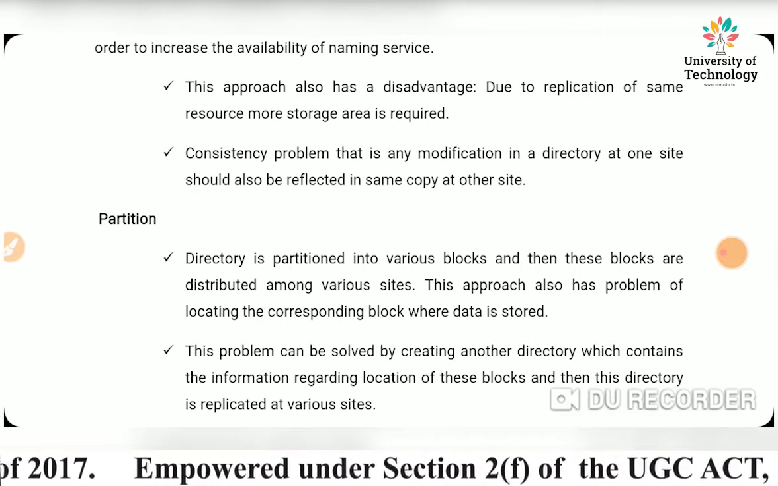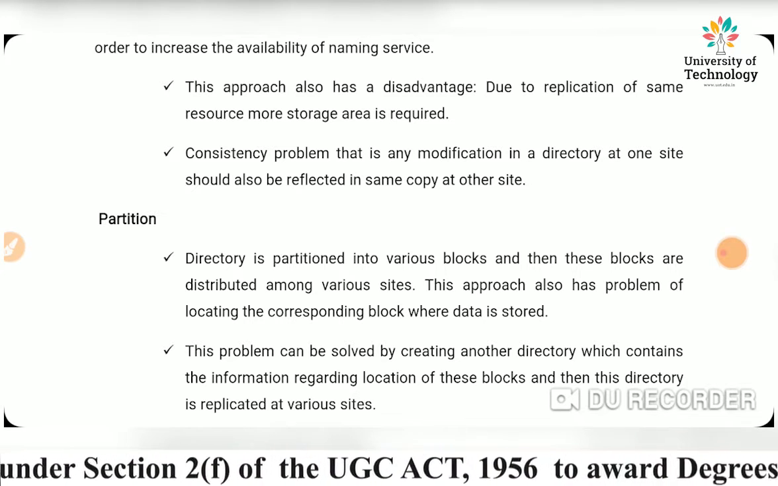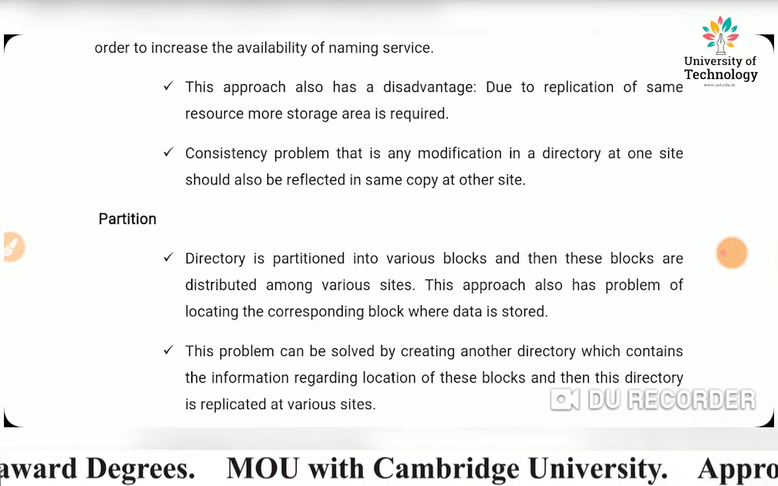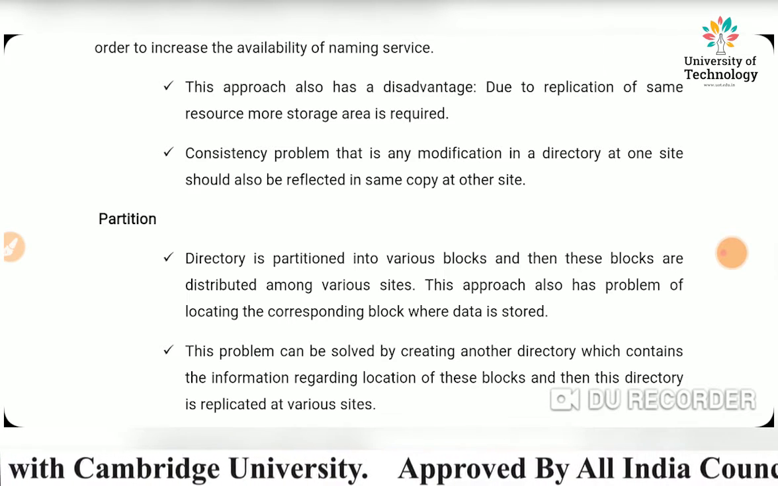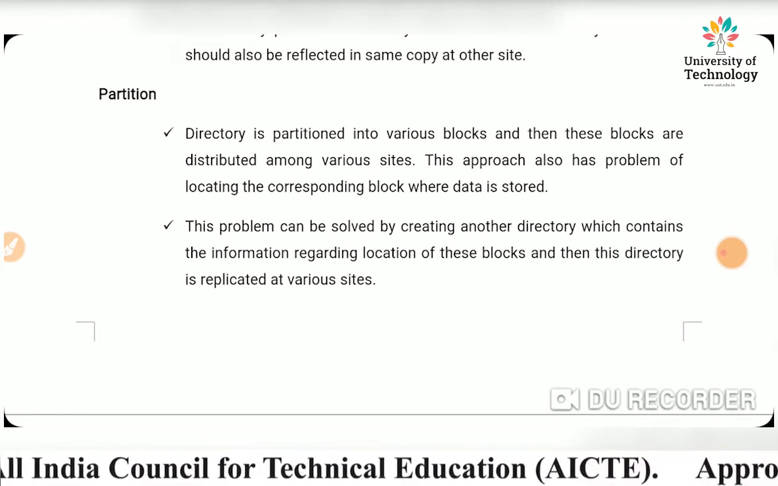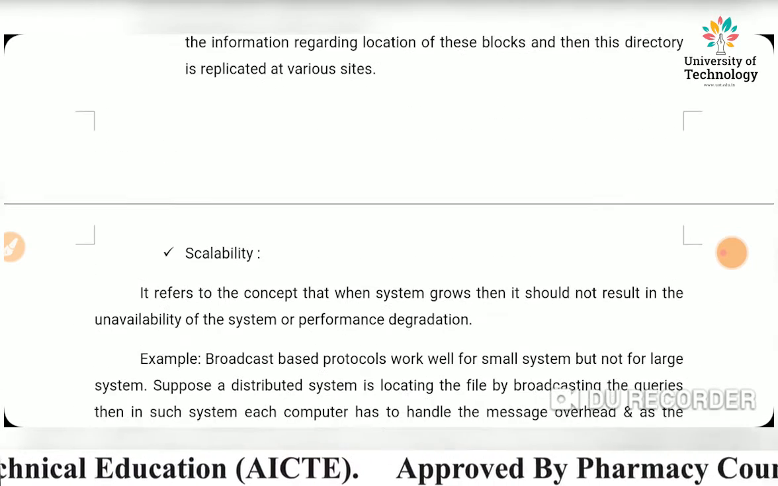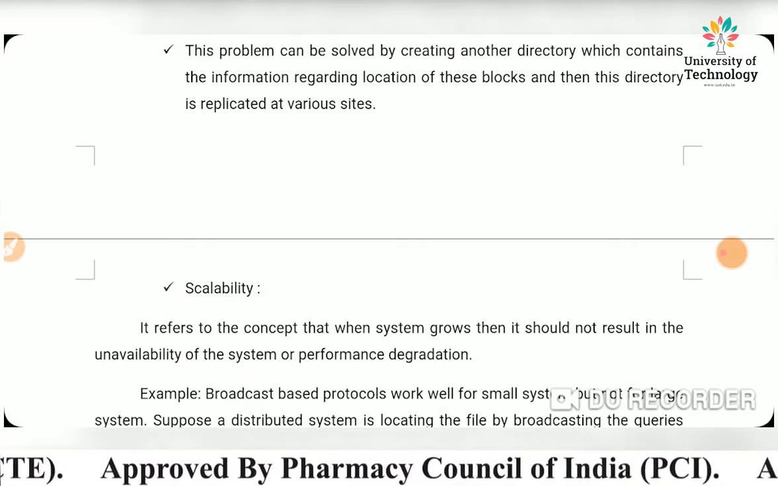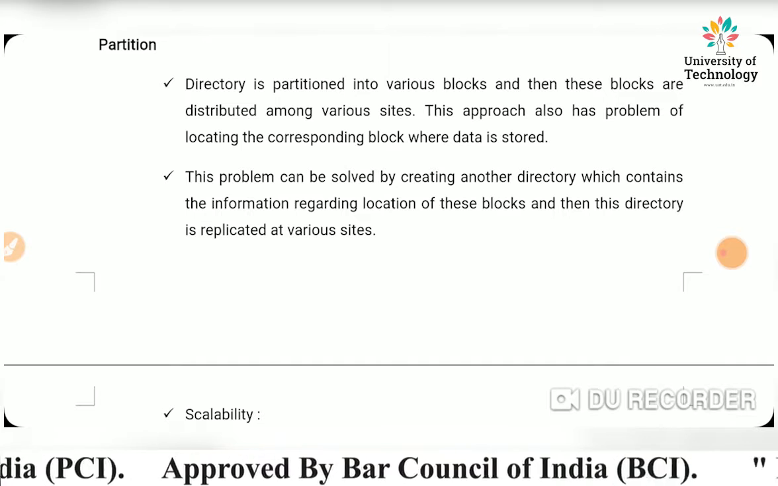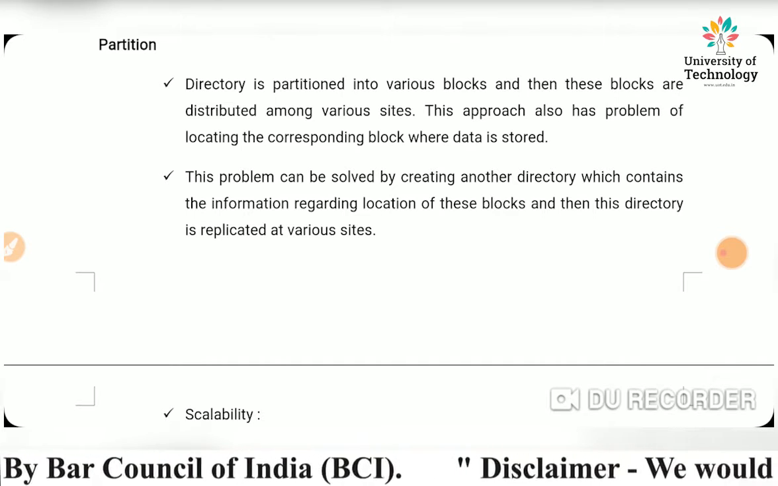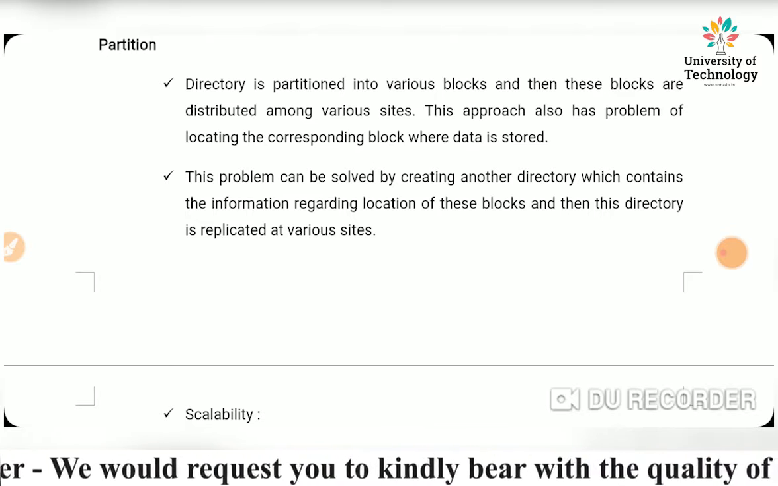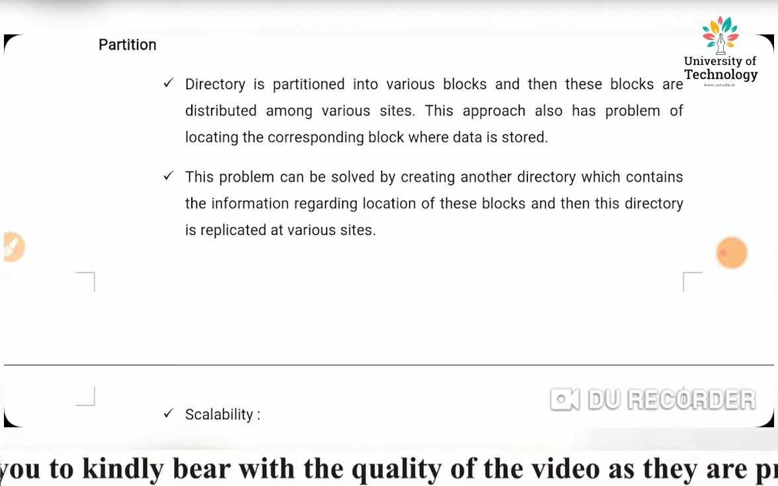Second point under naming service, partition. The directory is partitioned into various blocks, and then these blocks are distributed among various sites. This approach also has the problem of locating the corresponding block where data is stored. So this problem can be solved by creating another directory which contains the information regarding the location of these blocks, and then this directory is replicated at various sites.